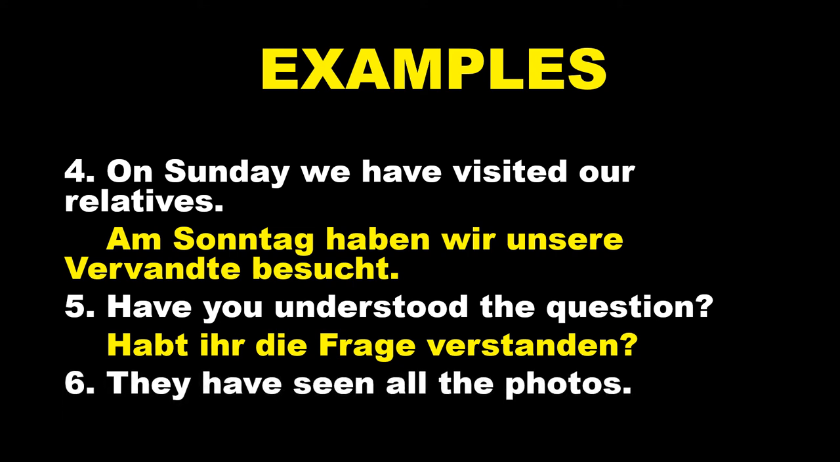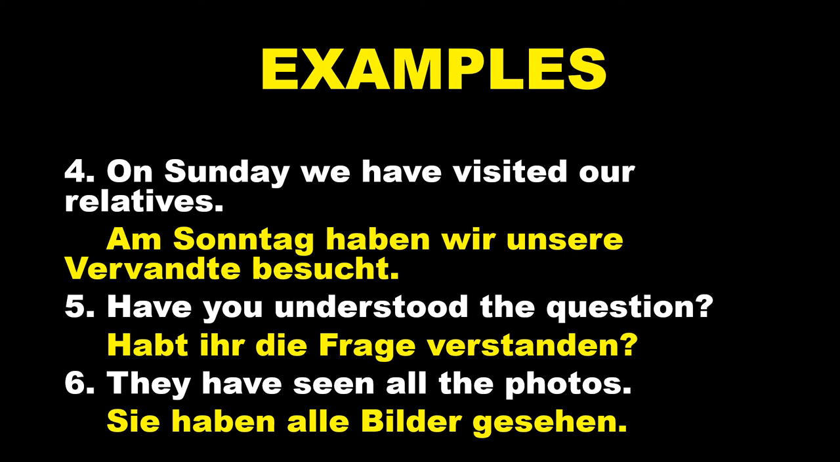Let's see one more example. They have seen all the photos. They, that is the third person plural. Sie haben alle Bilder gesehen. Gesehen, that is the participle two form of an irregular verb. Object alle Bilder. First position subject, second helping verb in the conjugated form. It's as simple as that. So, whenever you read in the books, more examples will come and you have to just understand which kind of grammar we have used here. That is how you will go further.